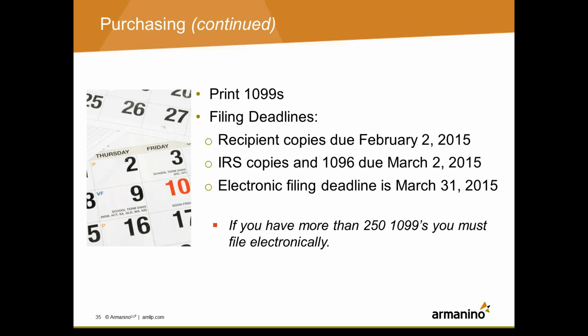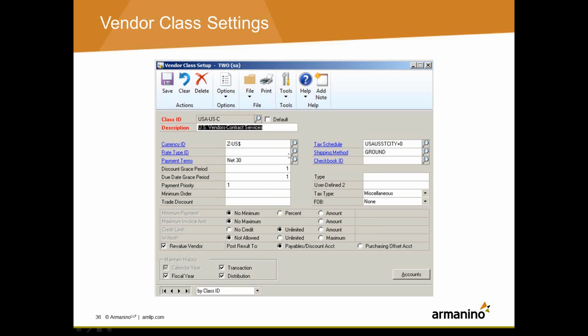And in the purchasing area, looking at the class level, you can set what tax type the vendor is. On this screen, you can see that in this class, because they're contractual service, the majority of the vendors are considered a miscellaneous tax type. So it's good practice to set the tax type on the class level, and that will roll down to vendors that you add in that class.